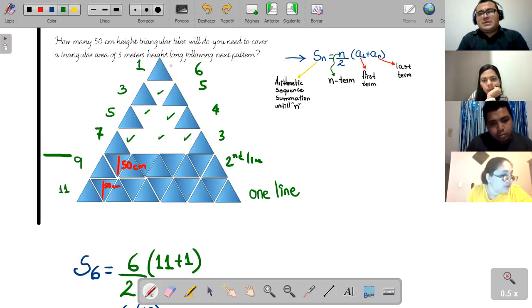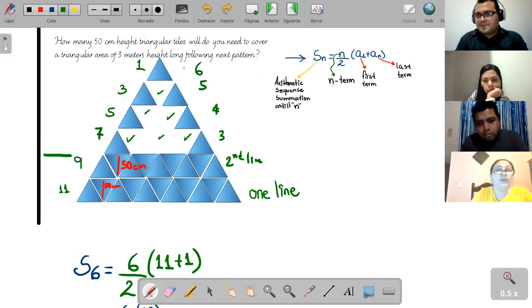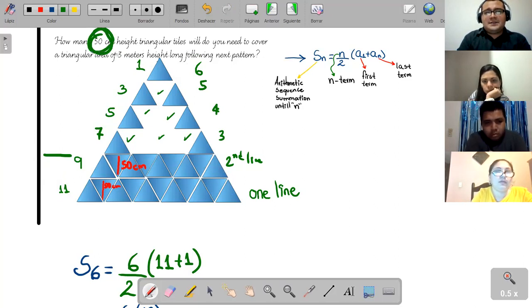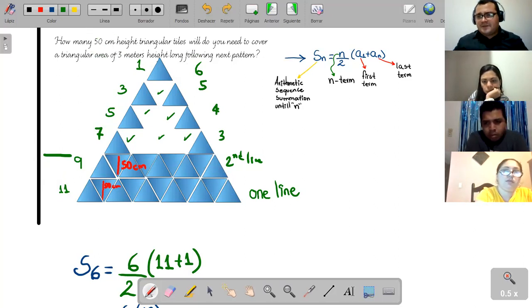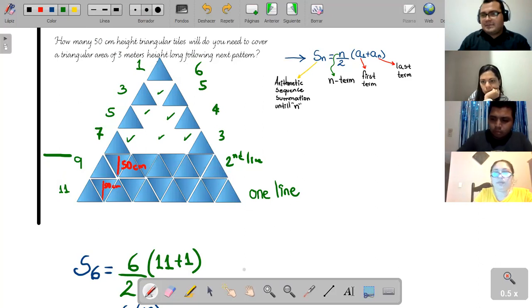Suppose that you want to make 4 meters. Then you're going to need 8 lines. Or if I change the height of the tiles, making this smaller at 25 centimeters, then I will need 4 to cover 1 meter. You're going to need 4 lines. So that's like the main idea.